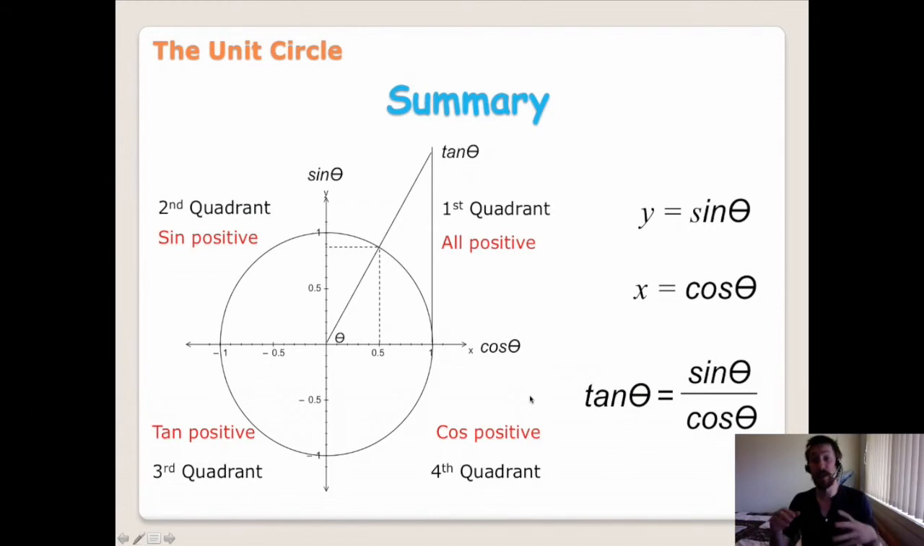Alright, so let's go through and just summarise everything that we've learnt through looking at the unit circle. Now if we have a look, of course, all of them are positive in the 1st quadrant, only sine's positive in the 2nd, only tan's positive in the 3rd, and only cosine is positive in the 4th. My y-axis is represented by sine, my x-axis is represented by cosine, and my tan theta, well, I can actually find that by doing sine theta divided by cos theta.